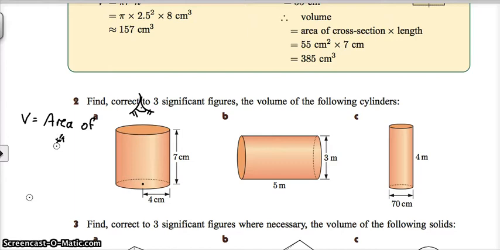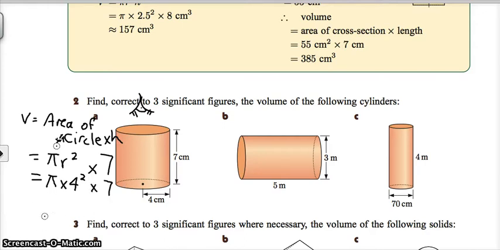Area of circle times by your height. Area of a circle, that's 2 topics ago. Area of our circle is pi r squared, isn't it? Pi r squared times by your height, 7. Pi times r, 4 squared, times by 7. Pi times 16 times by 7 gives you so many cubic centimetres. Okay, you all right with that? Is that giving you some clarity?